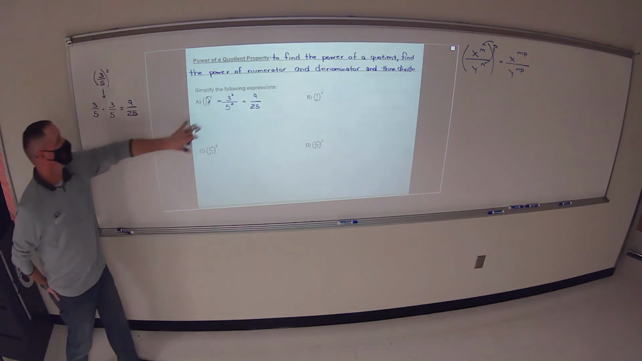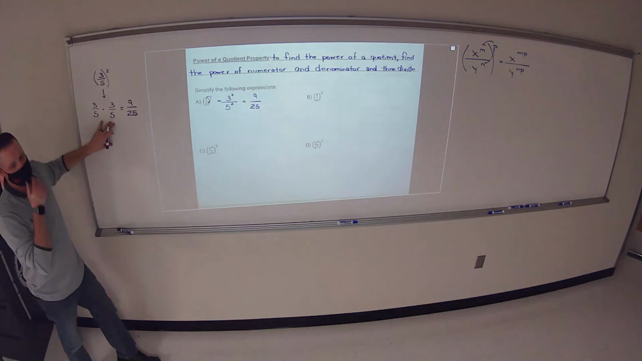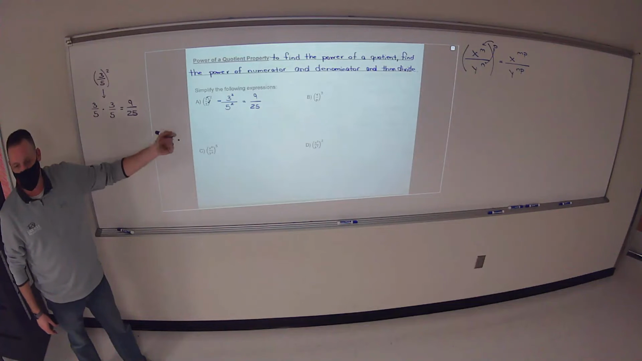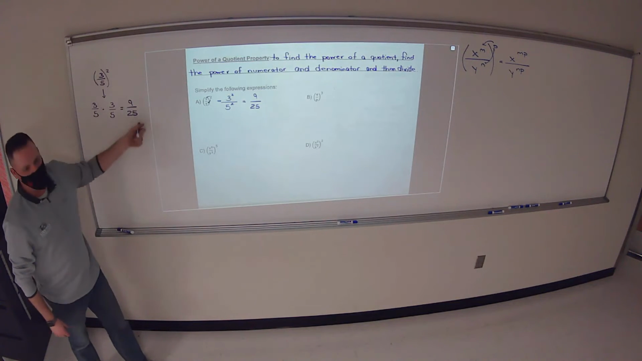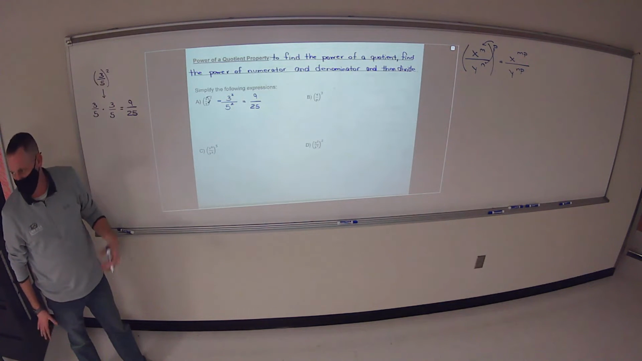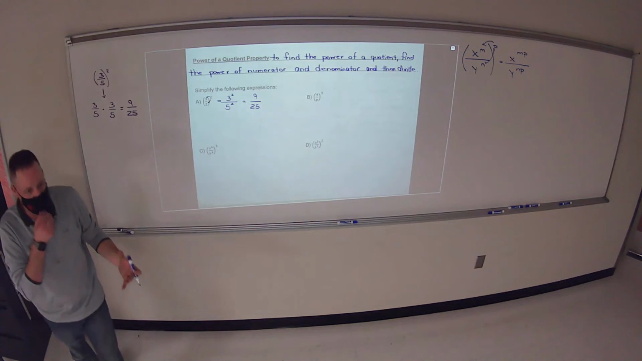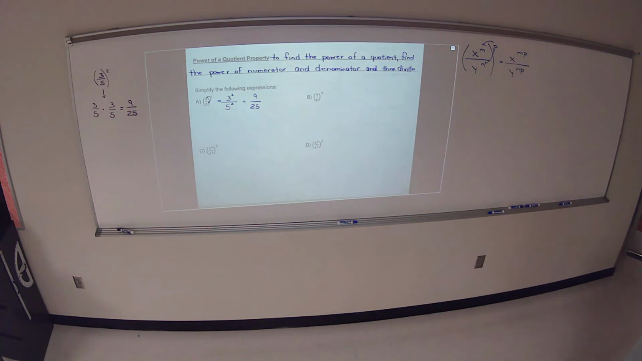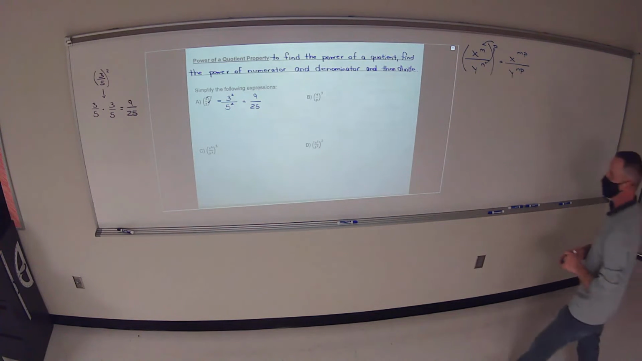Why would we not just come back to this? Because what if this isn't a squared? What if that's a 7th power? I don't want to have to write that out 7 times. That's why we want this property. This property is meant to condense all of the work that we would otherwise do. Okay? All right.